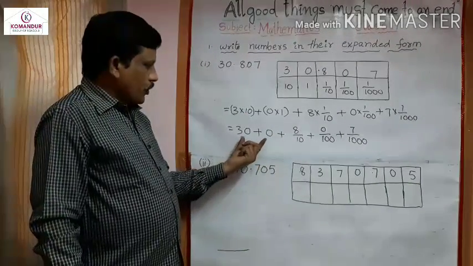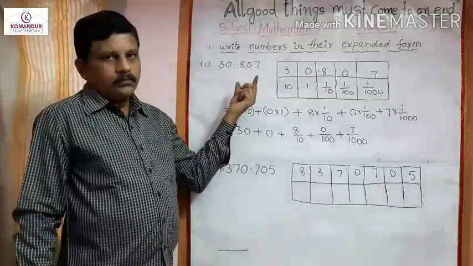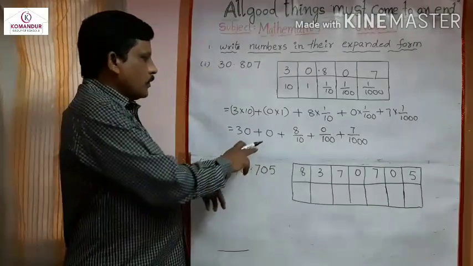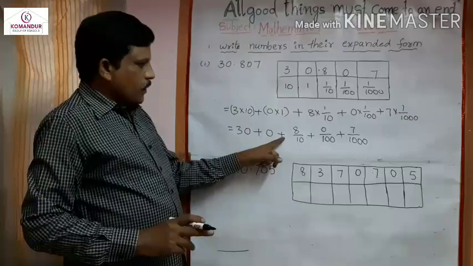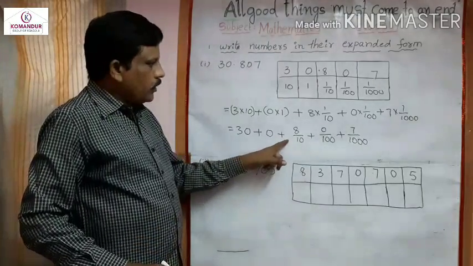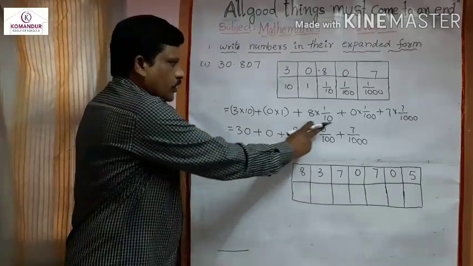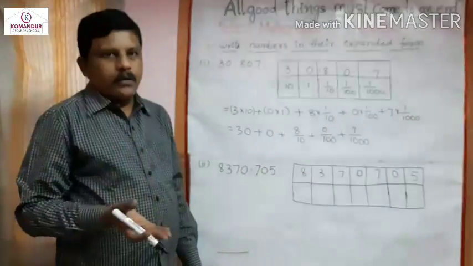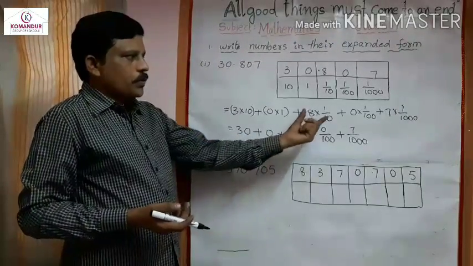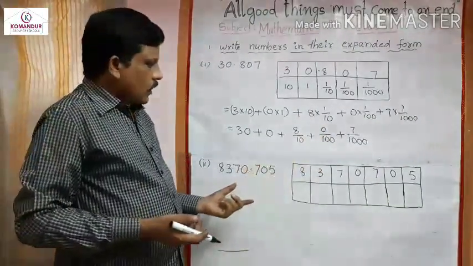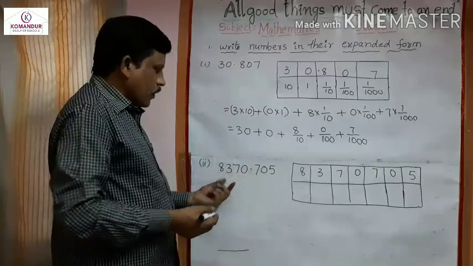Suppose this is given in the question, and they ask for the number in the exam. Here it is 30, nothing else there, then the decimal point: 30.807. This is given in the question, and they ask for the number. What is the number? We can easily write 30.807.